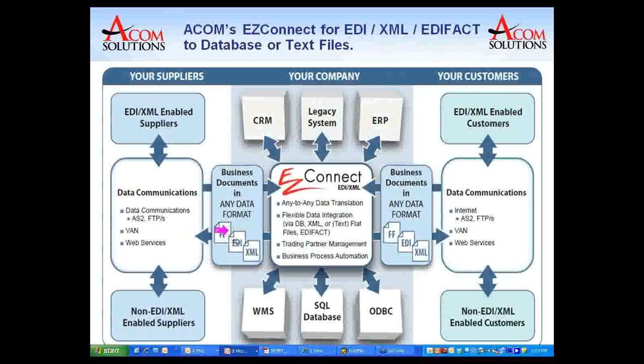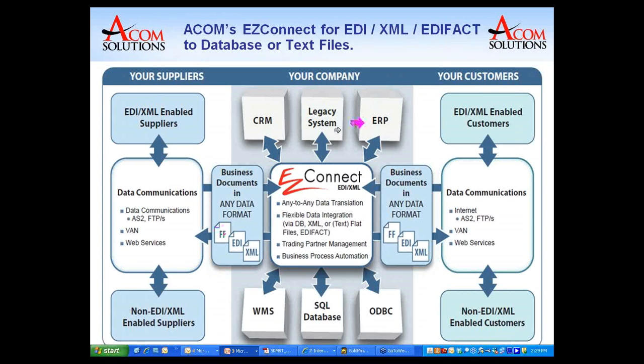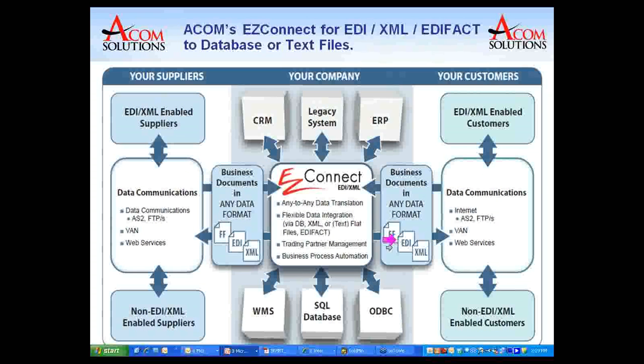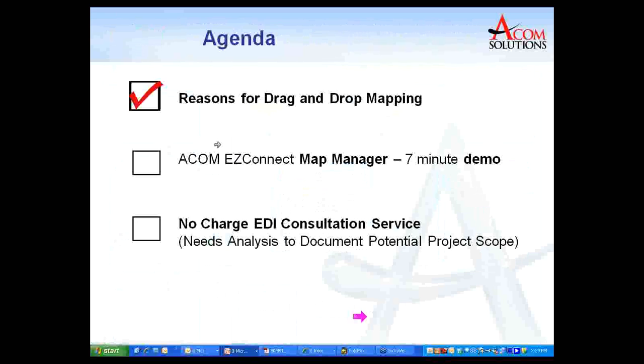Let's say your supplier sends you an 810 EDI invoice. It will go ahead and do the translation of the EDI, post it right into your accounting software or warehouse software or into any ODBC compliant database. And likewise, your customers might be sending you purchase orders via EDI or XML, and EZConnect will do the translation, any-to-any translation, and then again post it to your accounting software or any database.